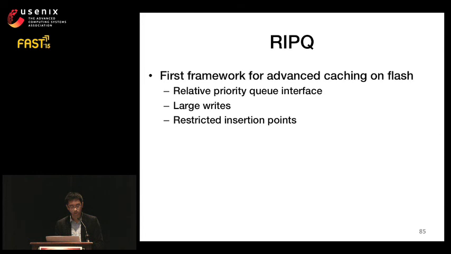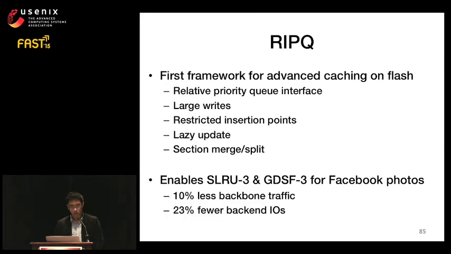It uses restricted insertion points in order to limit the RAM buffer usage. It does lazy update to avoid data duplication on priority increase, and does section merge and split to balance the section size and the number of insertion points, and thus the total RAM usage. And in evaluation, we show RIPQ enables the use of advanced caching algorithms such as segmented LRU 3 or greedy dual size frequency 3 for the Facebook photos, and delivers the same caching performance as the exact algorithms, or 10% less backbone traffic and 23% fewer backend IOs. So that's all. Thank you for your patience, and now I will take questions.